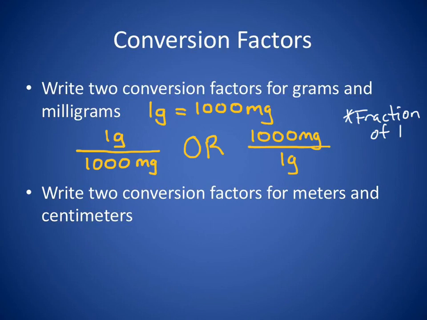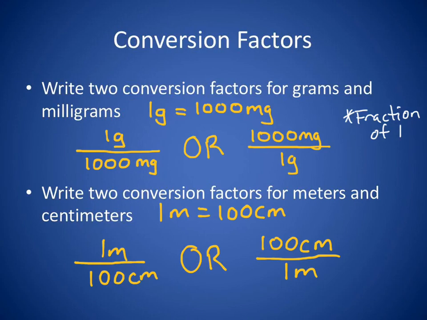Just a second. So I want you guys to see if you can do this for the next one. Meters and centimeters. How many centimeters are in a meter? 100. So 1 meter is equal to 100 centimeters. I want you guys to write the two fractions, the two possible conversion factors for this unit. Meters and centimeters. Okay? So here they are. A meter over 100 centimeters, or 100 centimeters over a meter. So these are two fractions comparing two units, how they're equal. That's what a conversion factor is.